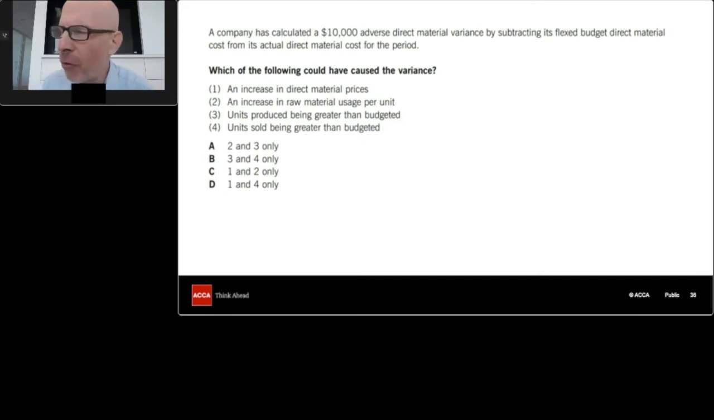So did they do it correctly? First of all, someone tell me in the chat window if that's the correct thing to do. To get the total materials, we compare flexed and actual. Is that the right thing to do? It is the right thing to do, okay? So there's no trick there. Now, see if you can answer that question, guys.